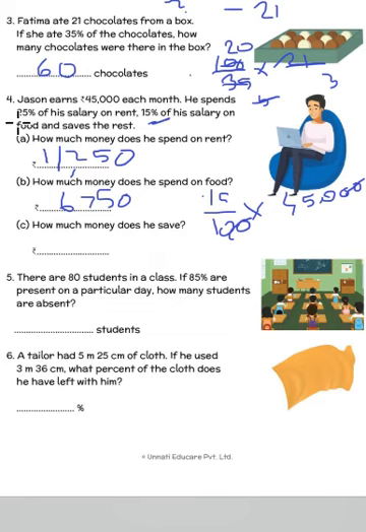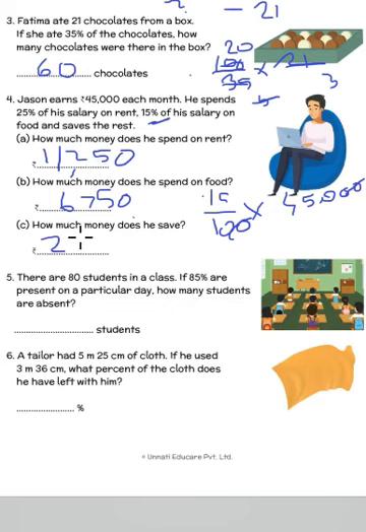How much money does he save? Remember, he's used up 25% and he's used up 15%. So altogether, he's used up 40% of his salary and the remaining 60% is what he saves. There are two ways of doing it. Either you add up 11,250 and 6,750, find the total and subtract that from 45,000, or you can do it as 60% of 45,000, which is the remaining, because he spent it on rent and on food, and the remaining 60% is what he saves.